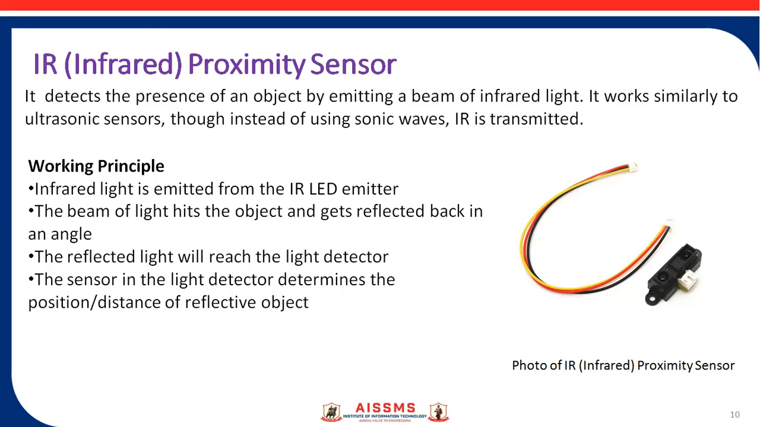Working principle: infrared light is emitted from an IR LED emitter. The beam of light hits the object and gets reflected back at an angle. The reflected light will reach the light detector. The sensor in the light detector determines the position or distance of the reflective object.